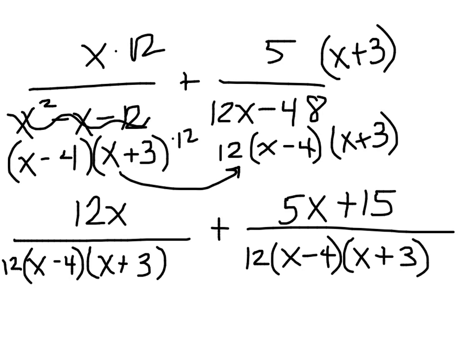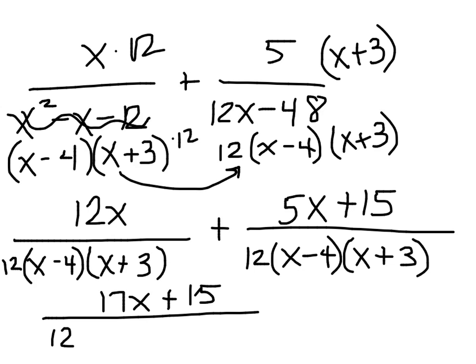So now the last thing I have to do is combine like terms for the top. What's 12x plus 5x? 17x plus 15, all over 12 times x minus 4 times x plus 3. Can you factor the top? Can I take anything out of a 17x and a 15? No. So guess what? You're done. That's your answer.